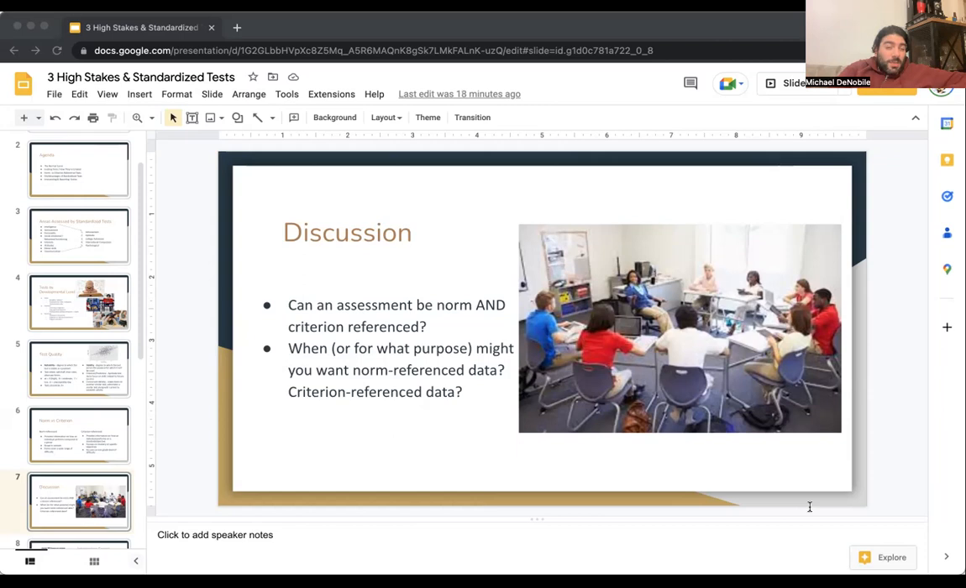I'm 99% sure that norm referenced exams, if they were written to be norm referenced, typically cannot be criterion referenced as well. But your criterion reference can also be norm referenced. When or for what purpose might you want to norm reference data? Well, if you want to compare an individual student to the group. Where should this student be currently in comparison to their peers?